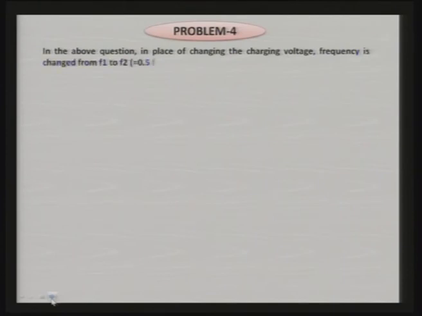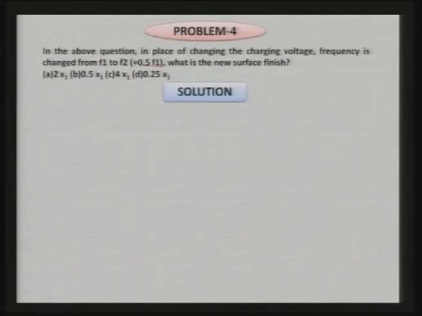Now, in the above question, that is problem 3, in place of changing the charging voltage, that was V1 changed to V2, the frequency is changed from F1 to F2. The frequency of sparking is changed to F2, and F2 is equal to 0.5 F1, that is half of the frequency F1. What is the new surface finish, or what is the new value of surface roughness, that is the RA value? 4 options are given again: 2 x1, 0.5 x1, 4 x1 and 0.25 x1. Let us see what is the correct answer.